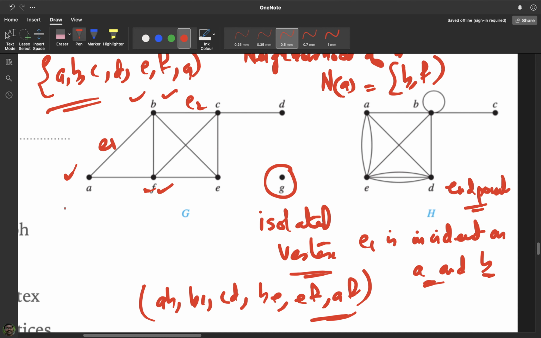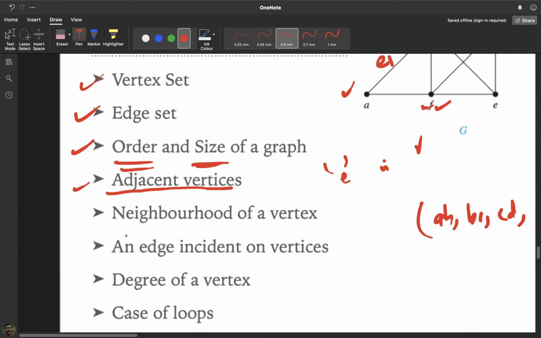We will say that this edge is incident on A, which means that the edge is actually coming to that vertex A. So what do you mean by an edge E being incident on a vertex V? It means that this V will be an endpoint of that edge. I hope you understand this: edge incident on vertex.